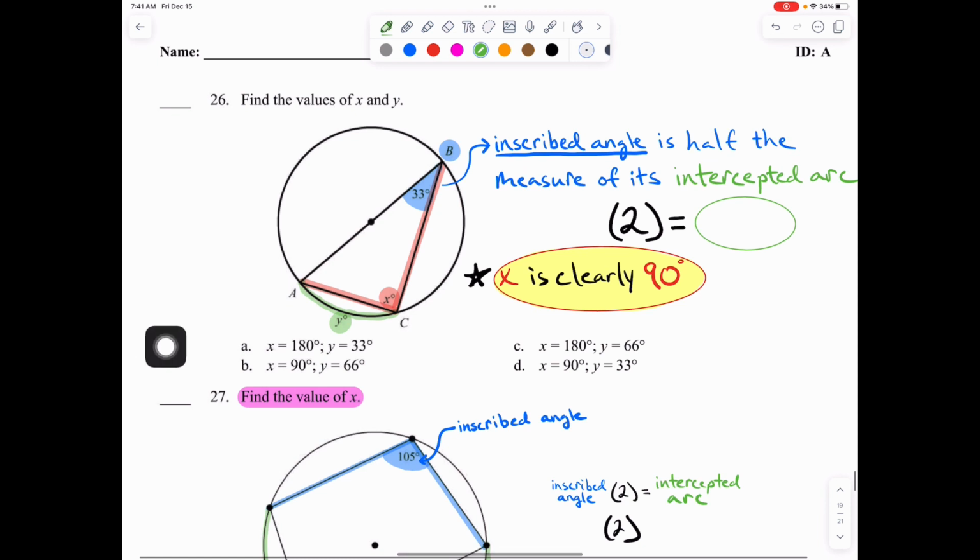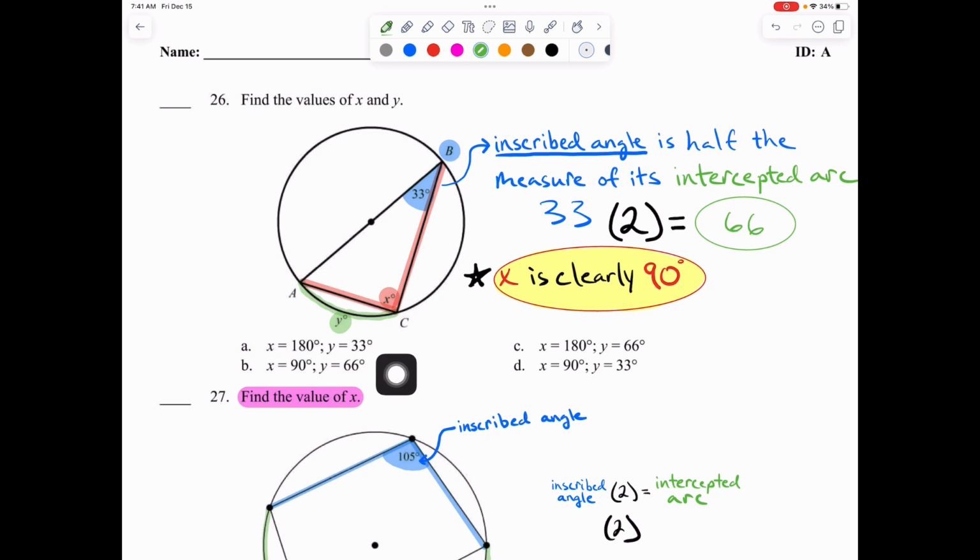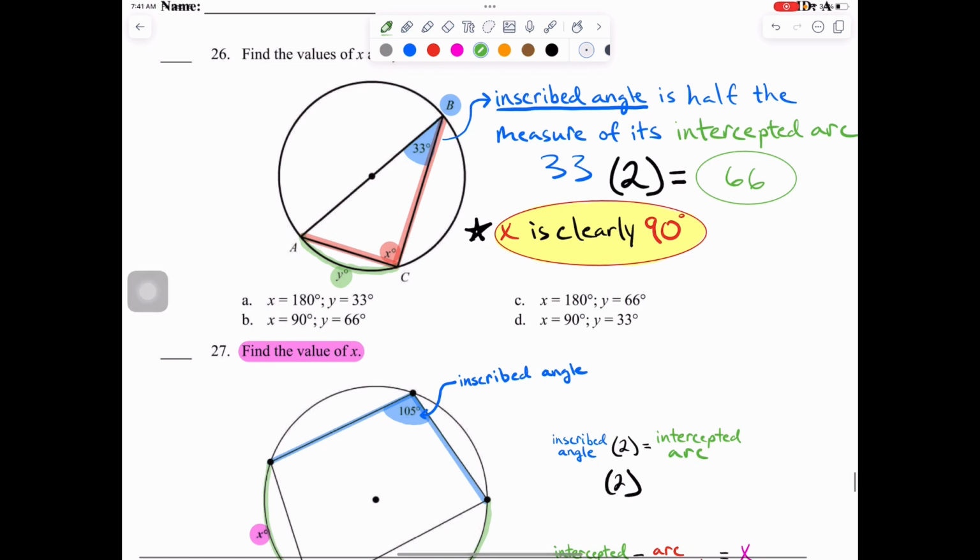For 26, real quick, find the values of x and y. Okay, so the inscribed angle is half the measure of its intercepted arc. Our inscribed angle is 33, all right? Its intercepted arc is double the size of this. So you're just doing 33 times 2, which gives you 66 as your answer. And if you look at x, it's clearly 90, because if we ran a straight line here or here, we know that lines are 180. So your answer will be x 90, y 66.